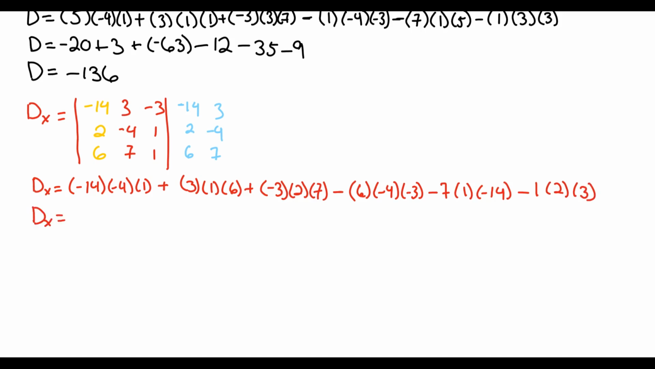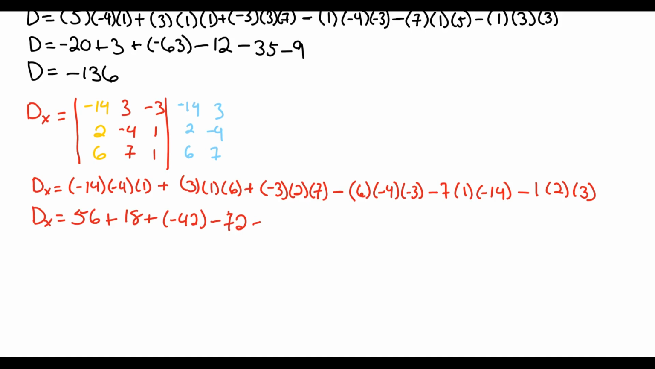So for d sub x, negative 14 times a negative 4 is a positive 56, times 1, so that's positive 56. Plus 3 times 1 is 3, 3 times 6 is 18. Plus negative 3 times 2 is a negative 6, times 7 gives me a negative 42. Minus 6 times negative 4 is a negative 24, times a negative 3 is going to give me a positive 72.